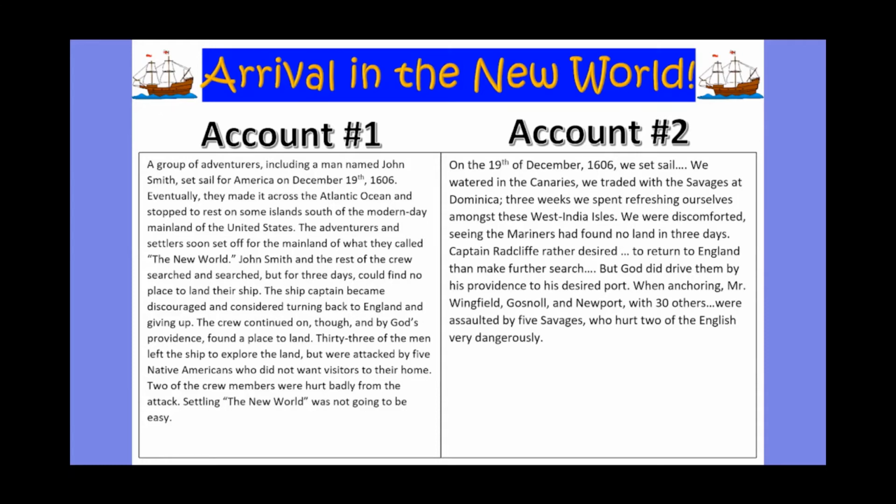33 of the men left the ship to explore the land, but were attacked by 5 Native Americans who did not want visitors to their home. 2 of the crew members were hurt badly from the attack. Settling the New World was not going to be easy.